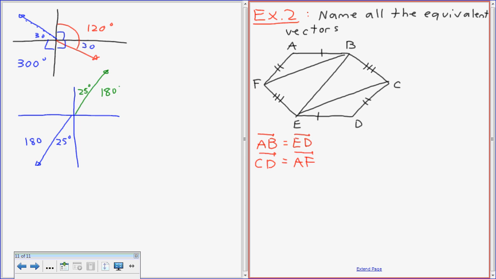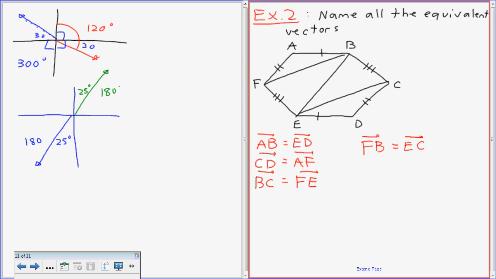Somebody else want to give me? I see at least two more without doing backwards things here. At least two more sets of vectors are the same. Anybody else? Yeah, right? BC equals FE. BC equals FE. Yeah, right? FE equals EC.